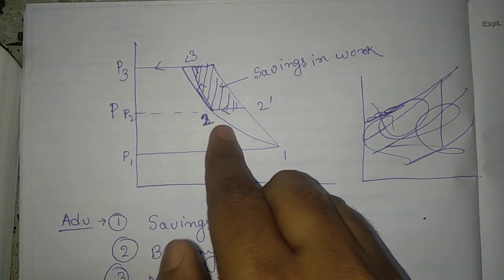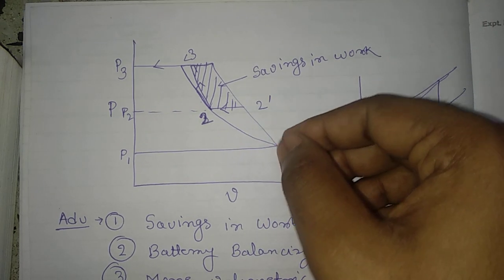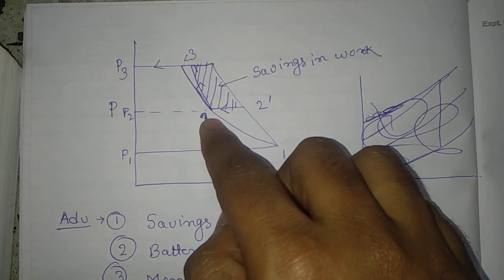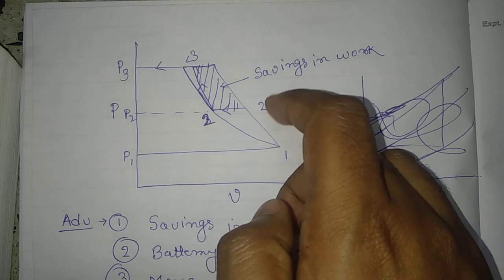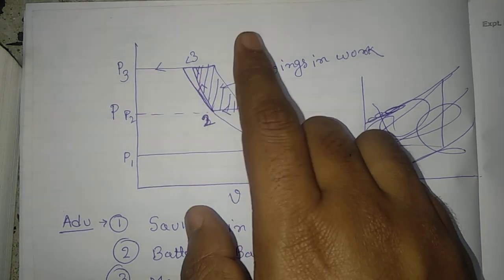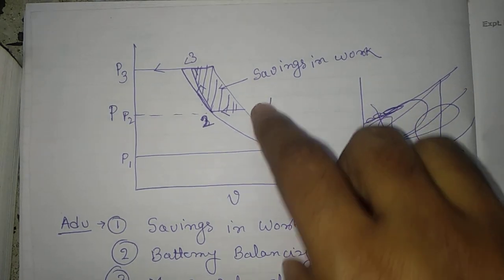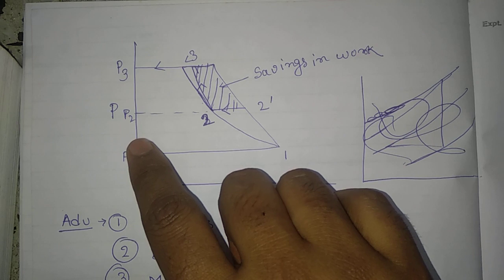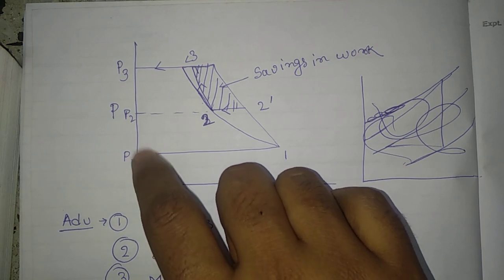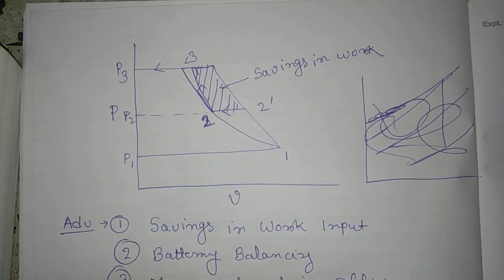Now when you do multistage compression, as you know, 2 is your intermediate pressure, so P2 will be in between P1 and P3, in the range of P1 and P3. Now this is the PV diagram. As you see, P1 is the initial pressure, P2 is your intermediate pressure, and P3 is your delivery pressure, as you know previously.